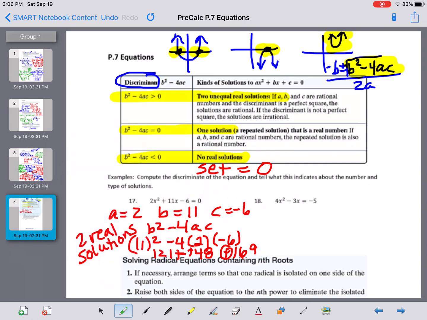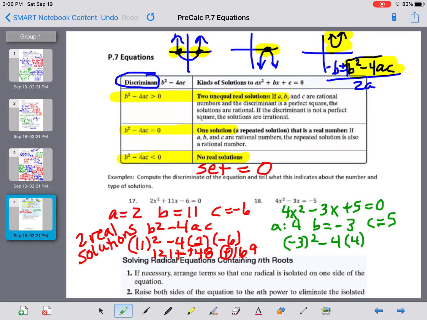Checking number 18 here. Make sure it's set equal to 0 first. 4x squared minus 3x plus 5. Set it equal to 0. So A is going to be 4, B is going to be negative 3, C is going to be positive 5. So I'm just doing b squared, so negative 3 squared minus 4 times 4, which is my A, times my C, which is 5. So negative 3 squared is 9 minus 4 times 4 times 5. Actually, I'm going to do 5 times 4 is 20 times 4 is 80.